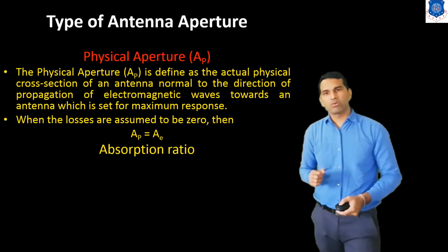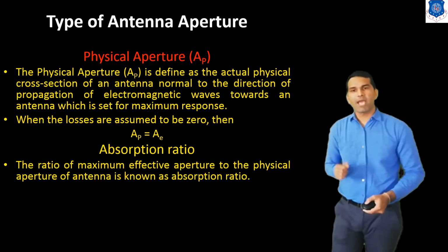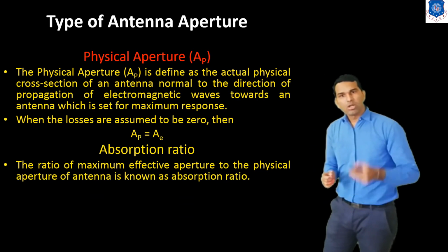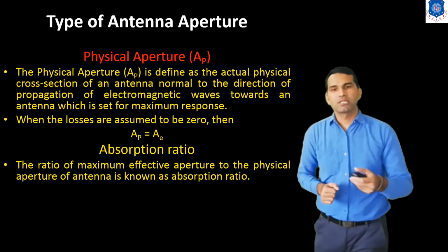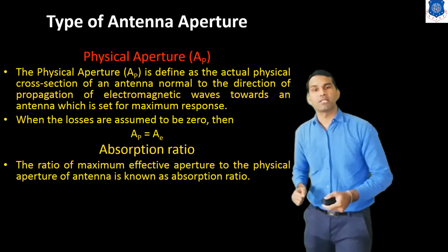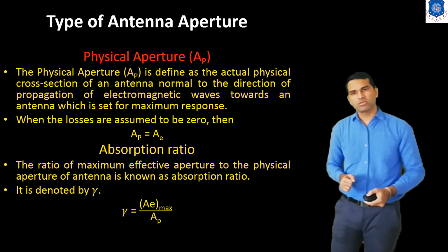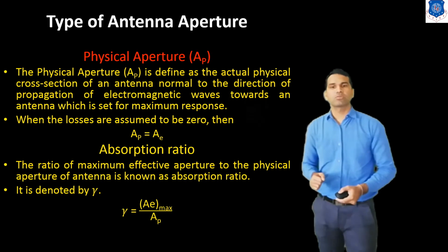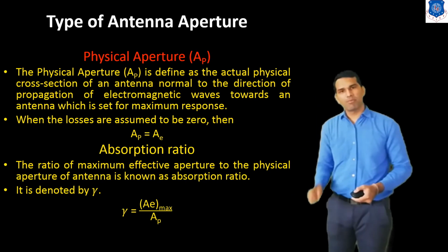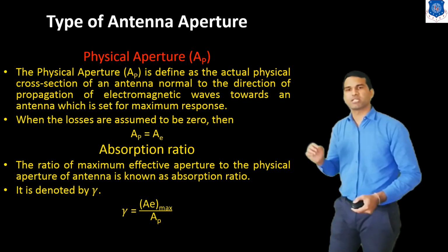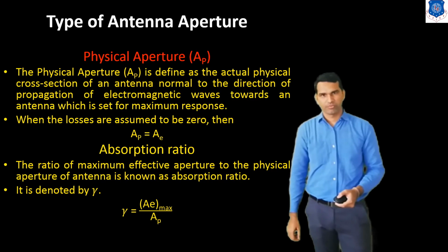And next we discuss the absorption ratio. The ratio of the maximum effective aperture to the physical aperture of the antenna is known as the absorption ratio. We can denote the absorption ratio as gamma. Gamma equals AE maximum upon AP, that means maximum effective aperture upon physical aperture. This is known as the absorption ratio.